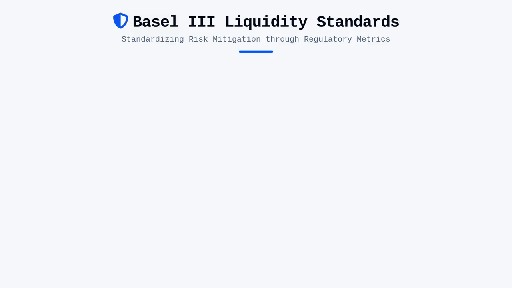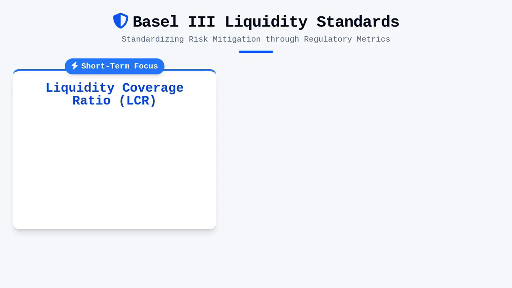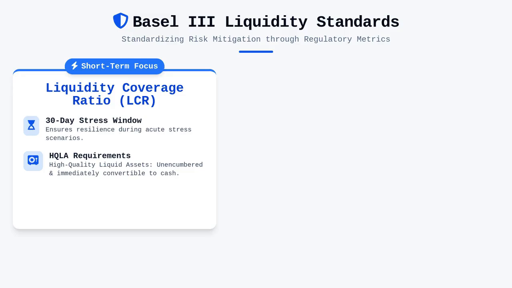Basel III introduced specific regulatory metrics to standardize the approach to these risks, ensuring that banks maintain sufficient buffers. The liquidity coverage ratio, or LCR, is designed to ensure short-term resilience by requiring banks to hold enough high-quality liquid assets to survive a significant stress scenario lasting 30 days. These assets must be unencumbered and immediately convertible into cash without significant loss of value.